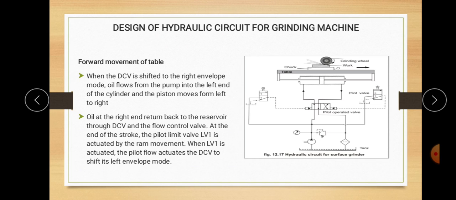So next we can see what a grinding machine is and how the hydraulic circuit is constructed for grinding machines. Here we can see this is also a linear motion reaction.